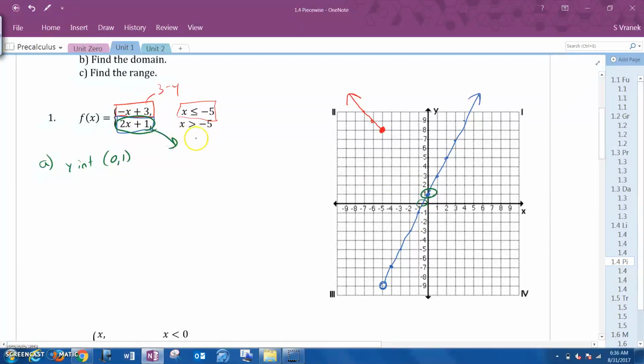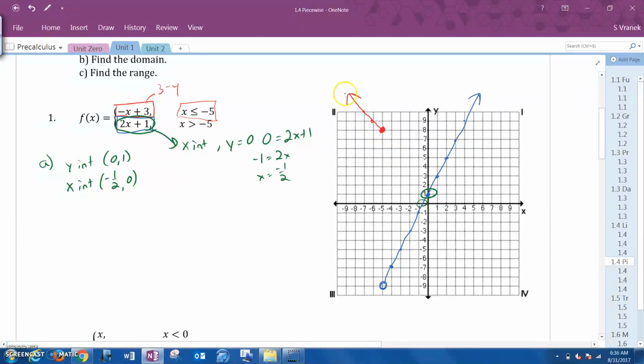So to find the x-intercept, we make y 0. So we set it equal to 0. 0 equals 2x plus 1. -1 equals 2x. x equals -1/2, which makes sense, because if it's going up 2 and over 1, it'll cross at -1/2. So the x-intercept is (-1/2, 0).